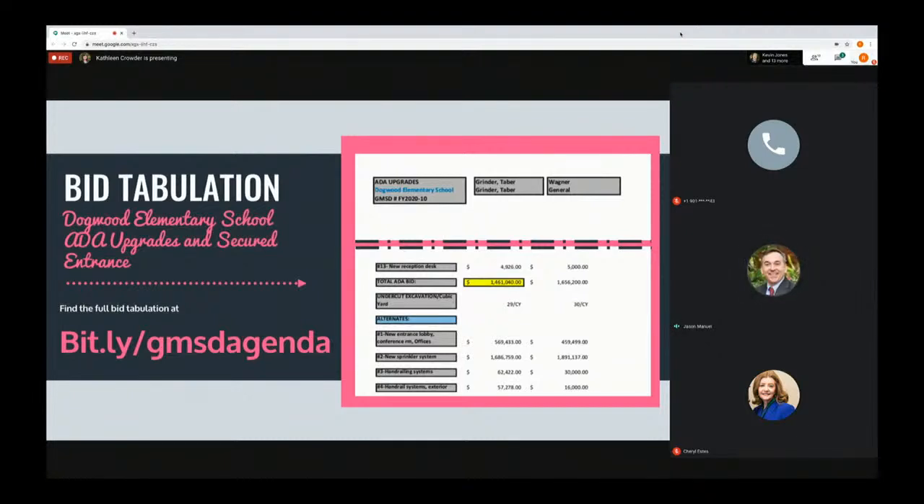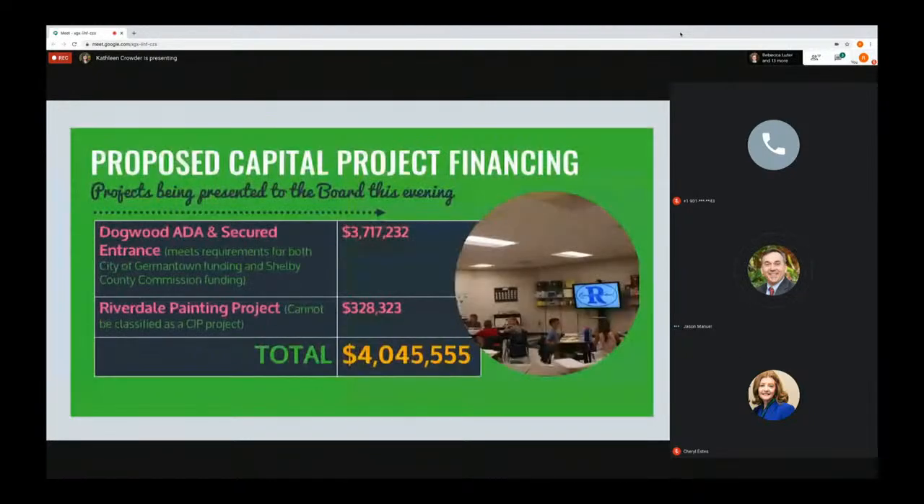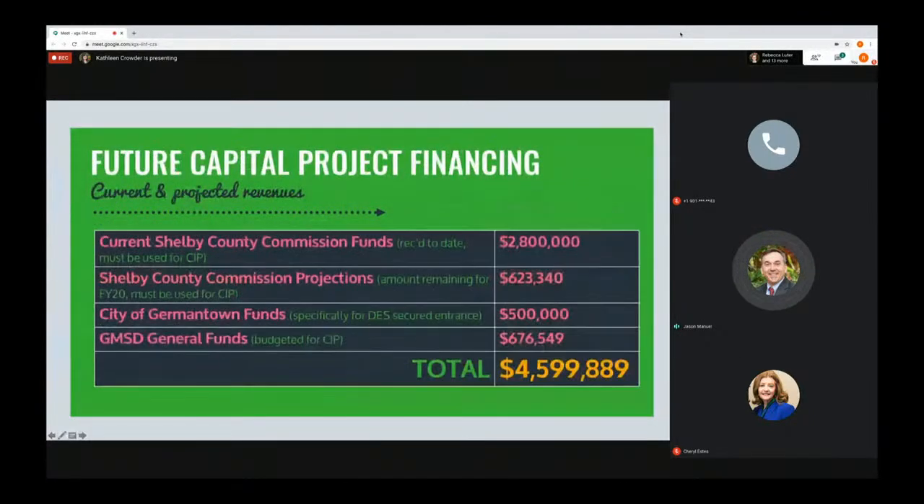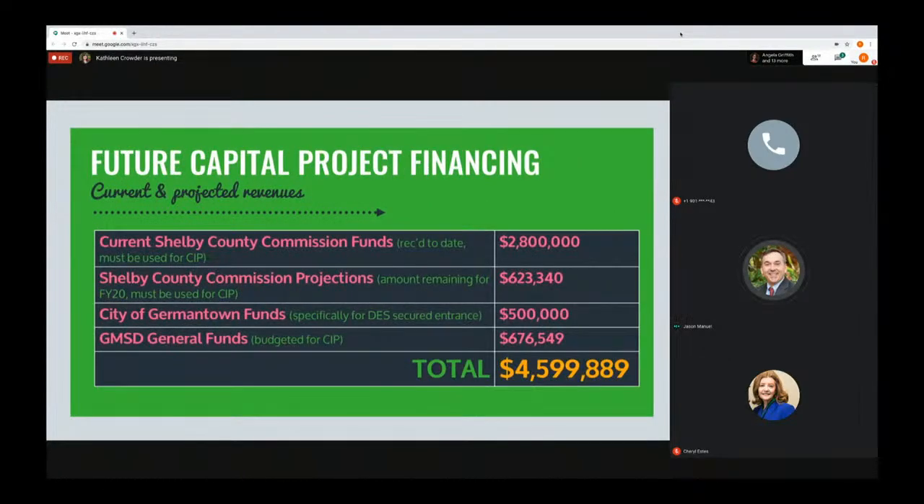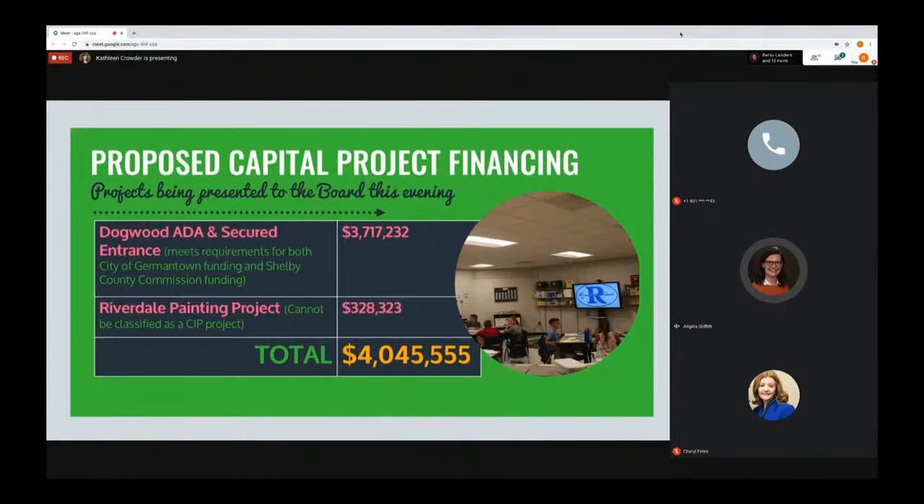Yes, ma'am. Mr. Crowder, can we move back to the previous slide when we talk about the financial background? That's the actual cost is 3.7. This one right here, I think you're referring to, Ms. Griffith. No, it was the one that was just up. It was the other one on the expenditures. Yes. So this one summarized the total cost for the Dogwood ADA and secure entrance, the 3.7. How we fund that is made up of those other sources too. So you can see the other sources that we've received and that we have on hand. That answers it perfectly. Thank you so much.